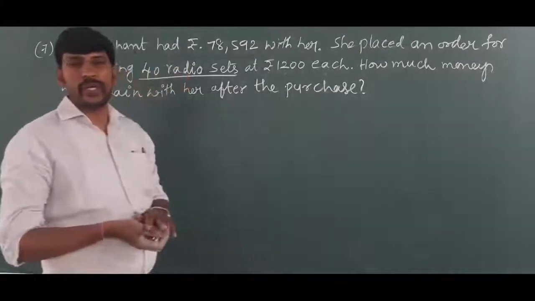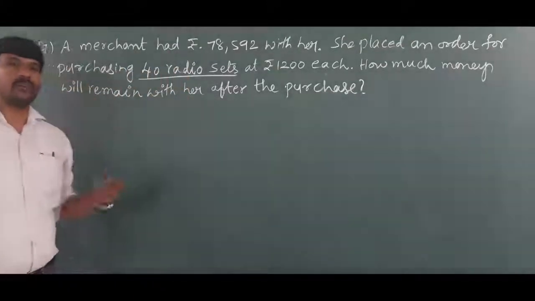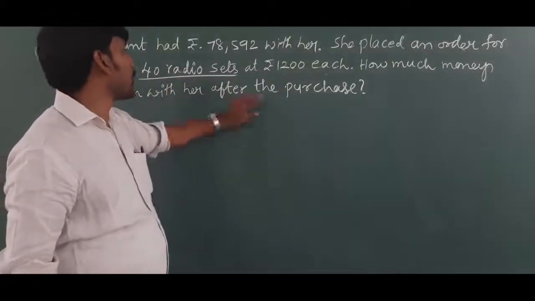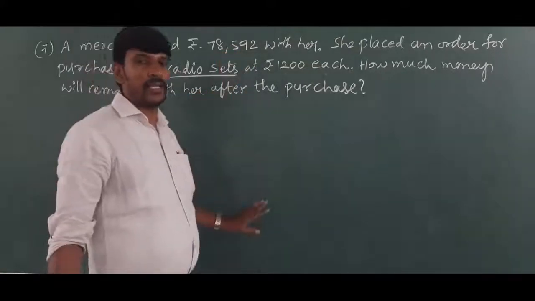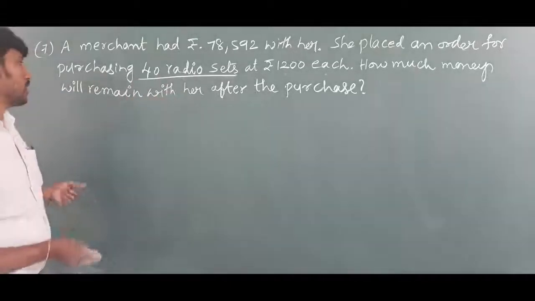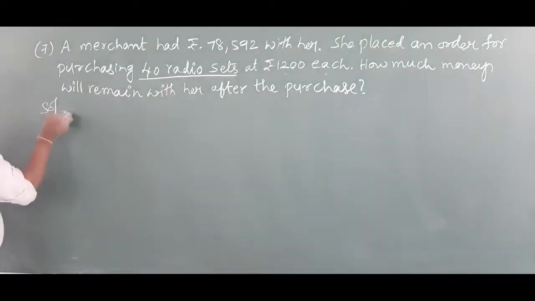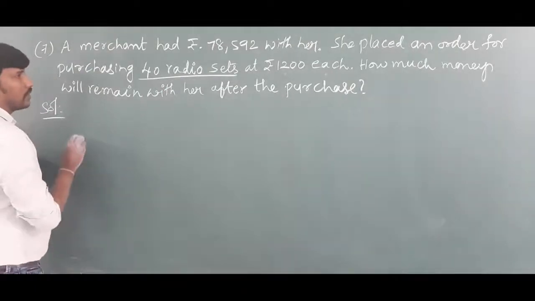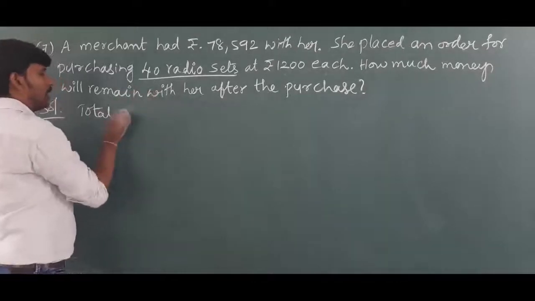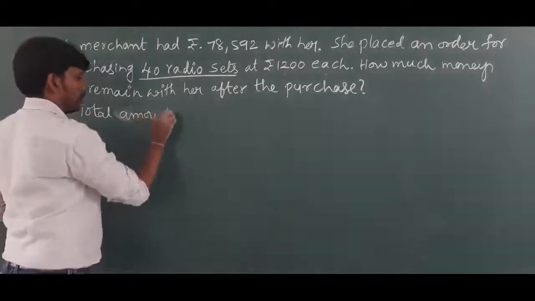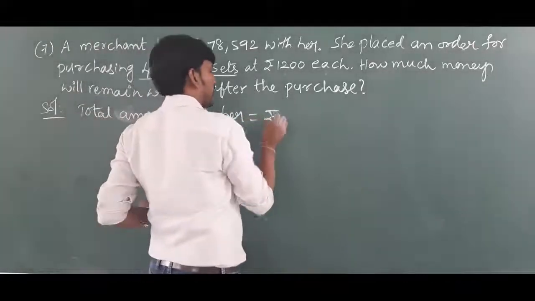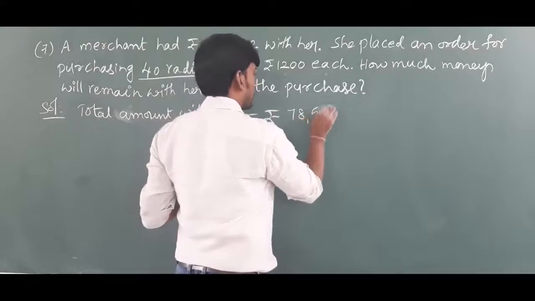So what are we going to do here? First of all, we need to find out the total cost of 40 radio sets. That amount we will subtract from the total amount. You will get the remaining amount with her. Okay, right children. Solution. Now the total amount with her is equal to rupees 78,592.